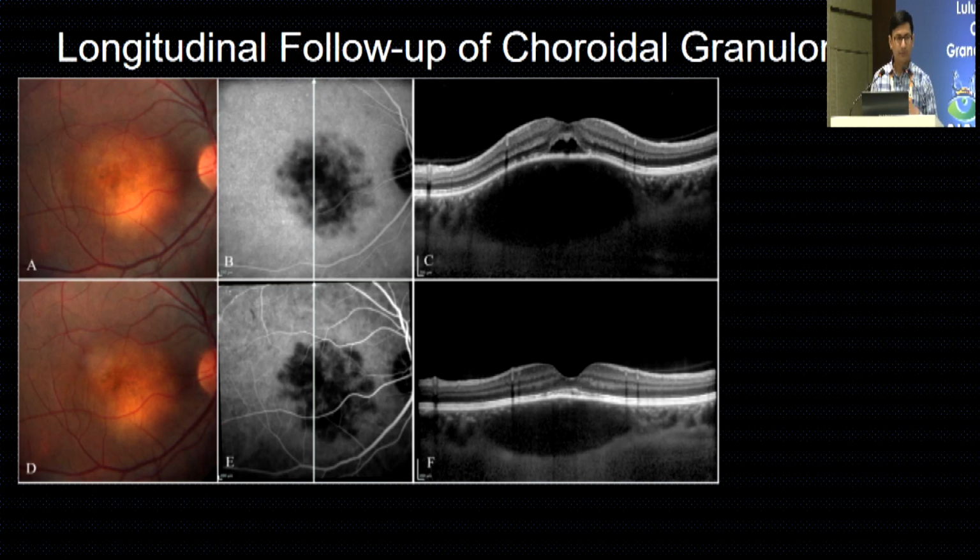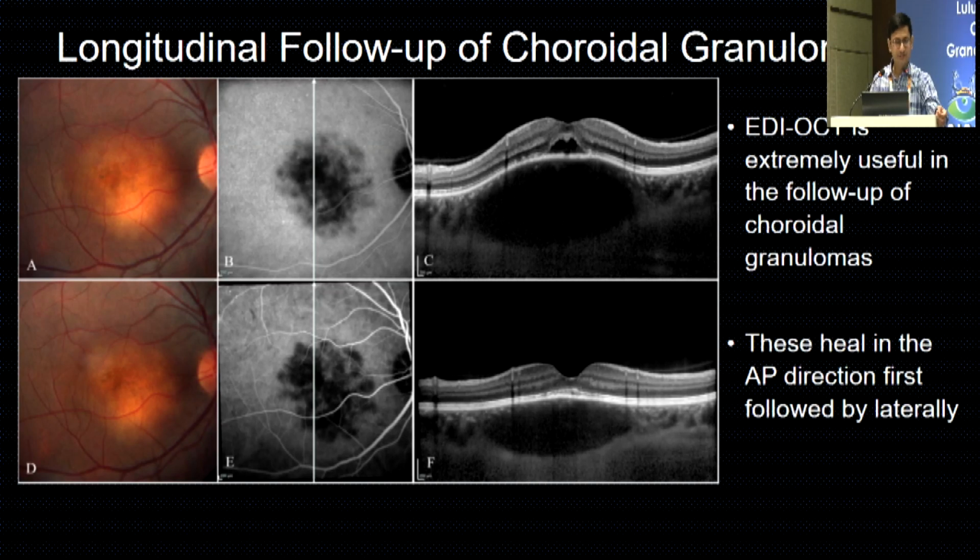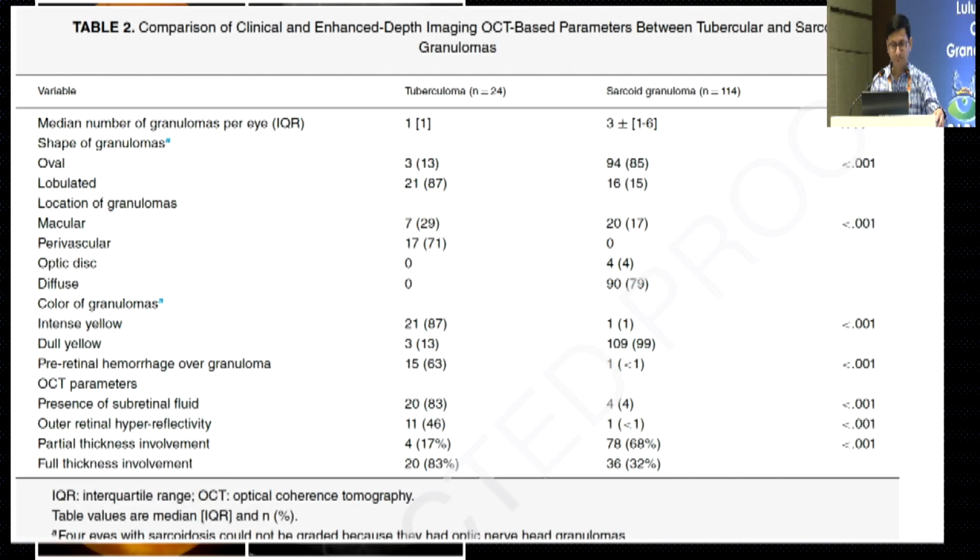So when I'm faced with a patient who has either a posterior pole or a mid-peripheral yellow lesion, I think OCT is the first investigation that I like to do. So in this patient, as you can see, during the follow-up, the lesion has decreased in size. The anteroposterior extent decreases first, and thereafter the lateral extent will decrease. So EDI OCT is very useful. Even if you don't have ICG, you can monitor these lesions on EDI OCT itself.